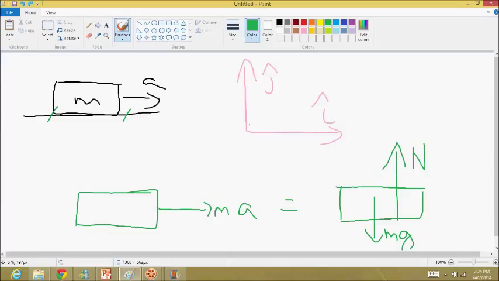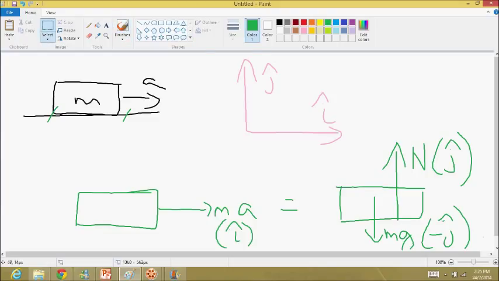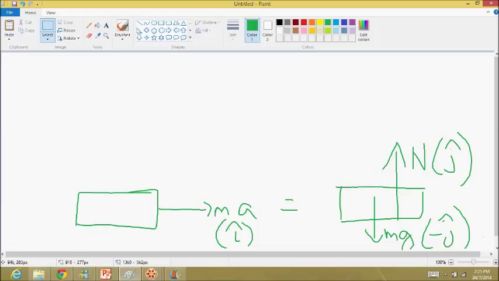Before we do that, however, one important point to note is that we need to keep in mind the coordinate axis system. We need to write the forces in accordance with the system. And you'll understand why in just a minute. It makes it easier to solve. So we have ma in the i direction, N in the j direction, and mg in the minus j direction. So let us just write the equation out now.